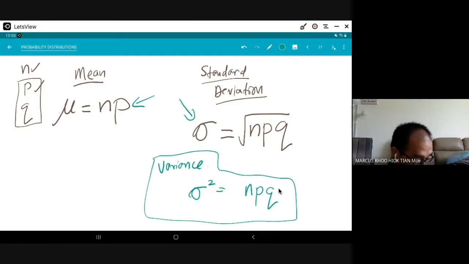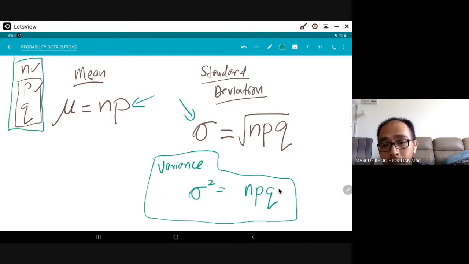Okay, tetapi macam saya cakap lah, the key thing, benda yang paling utama di dalam binomial distribution, saya mesti tahu apa nilai N, apa nilai P, apa nilai Q. Without these 3 numbers, you cannot calculate the mean or the standard deviation.